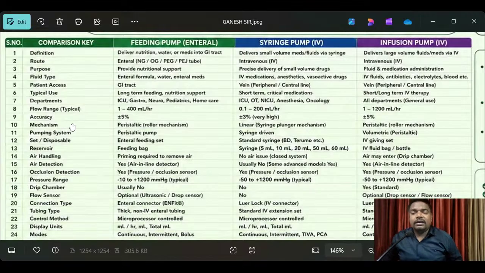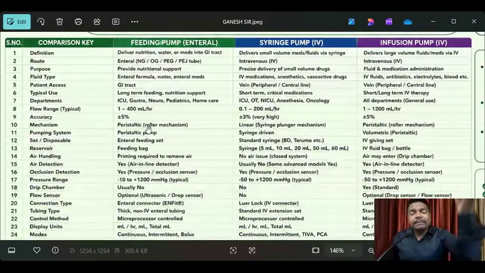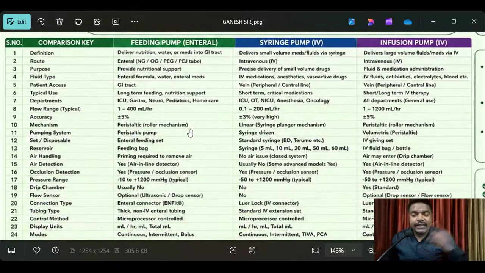Now comparison key, 10th point, mechanism. In the feeding pump, the mechanism is a peristaltic roller. Now in the syringe pump, it is a linear syringe plunger mechanism. That's why we keep the syringe, with the plunger to catch the syringe and for linear drive. And see here, the infusion pump, peristaltic roller mechanism.